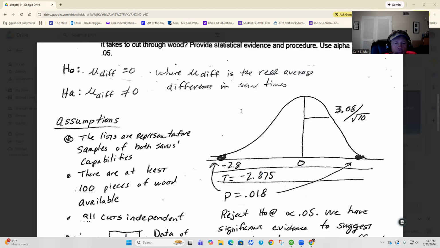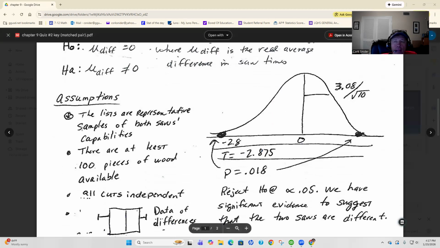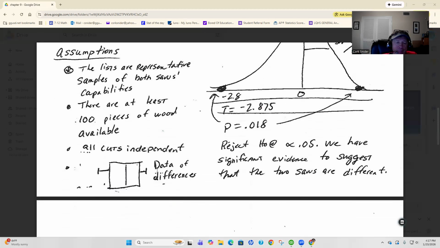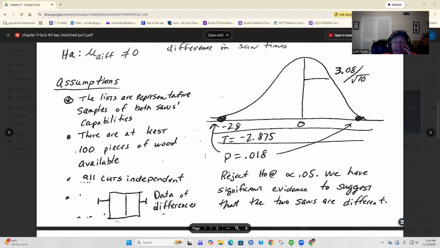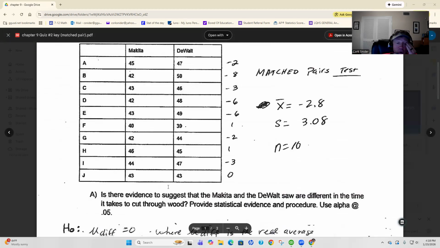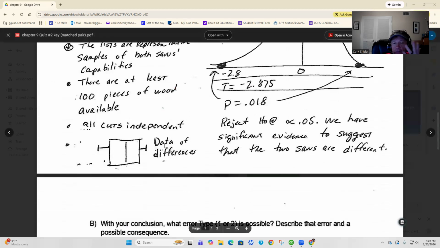Okay, so the assumptions: representative samples. The lists are representative samples of both sides' capabilities, or the difference is. There are at least 100 pieces of wood available, all cuts independent. And by the way, I made a box plot of this to check for normality. It came out looking something like this. I drew it out. No problem.